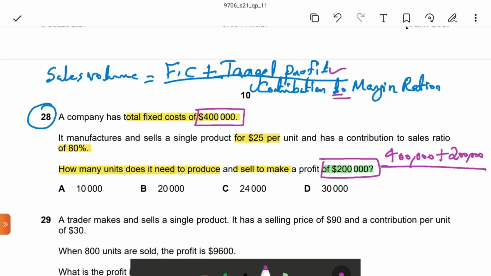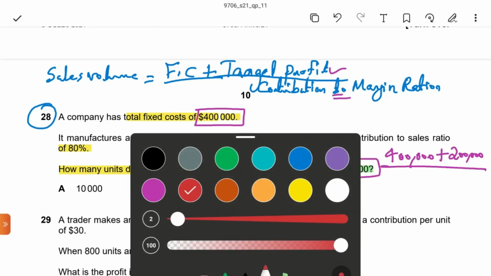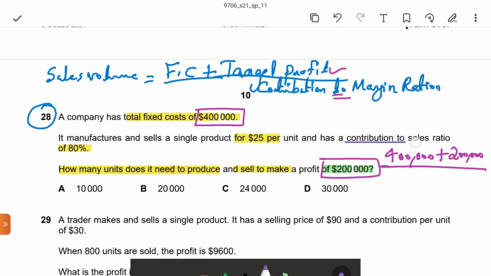Contribution margin ratio means contribution divided by sales into 100. So what is the contribution margin ratio? The contribution margin ratio is already given in the question. Contribution to sales ratio is 80%. So divided by 80%.